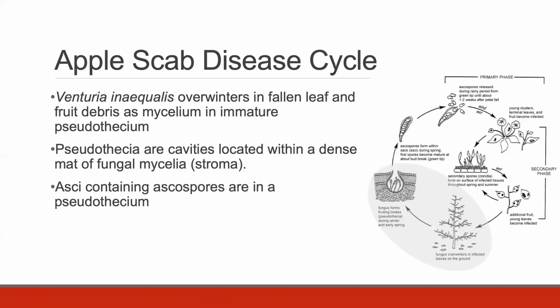The pathogen overwinters in fallen leaf and fruit debris, and it's overwintering as mycelium in immature pseudothecia, or in this case, one is a pseudothecium. So pseudothecia are cavities located within a dense mat of fungal mycelia called stroma, as shown here. The asci contain 8 ascospores that develop within the pseudothecia and are released in the spring.